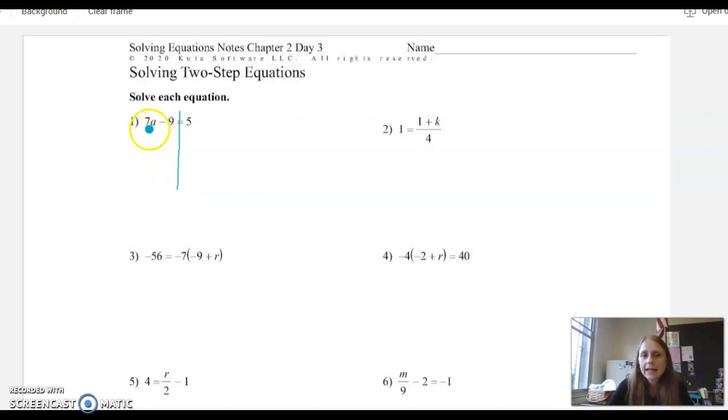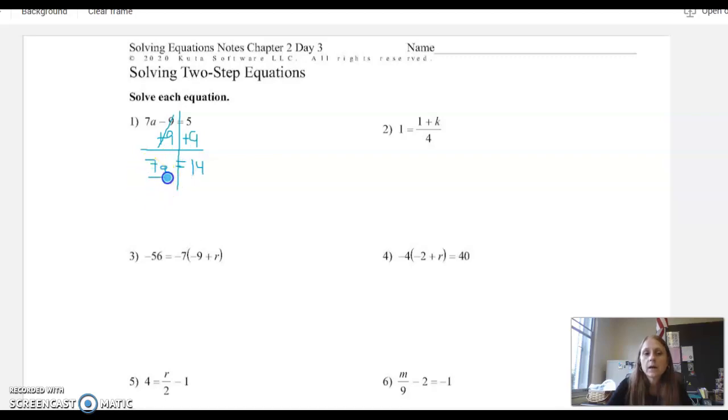So here, if I'm trying to get a alone, this is a basic two-step equation like we saw yesterday. To move the -9, I would add 9. What I do to one side, I have to do to the other. So then the -9 plus 9 cancels, leaving me with 7a on the left. And on the right, 5 plus 9 would be 14. So a still isn't alone, right? It's got the 7 in front of it.